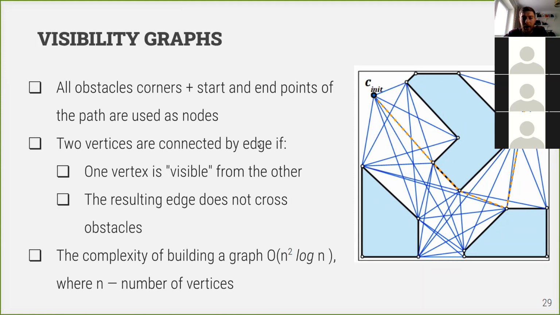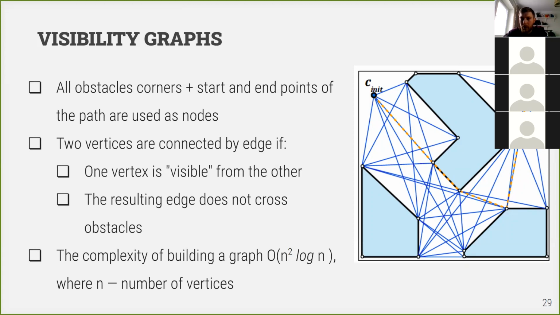And there is an edge between any two vertices if one vertex is visible from another, which means there is no obstacle on the way. For example, these two vertices are connected, right? Because there are no obstacles on the way, but this one and this one cannot be connected directly because there is an obstacle on the way. And that is how we build a graph. And on the image, you can see an example of such a graph.